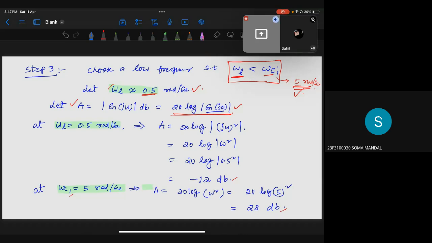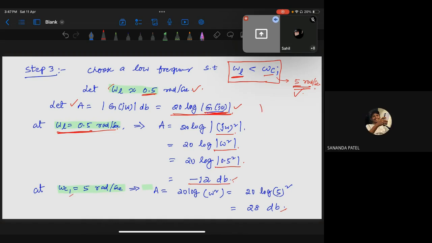So now we are calculating this. What is G of j omega at omega L equal to 0.5? That value is j omega squared, am I correct? Because omega C is almost 0. So the modulus will be omega squared. You are substituting 0.5, you are getting minus 12 dB. Is this clear? Any doubt?